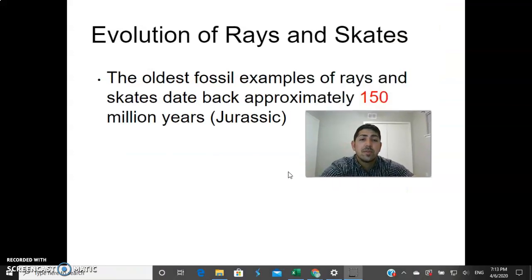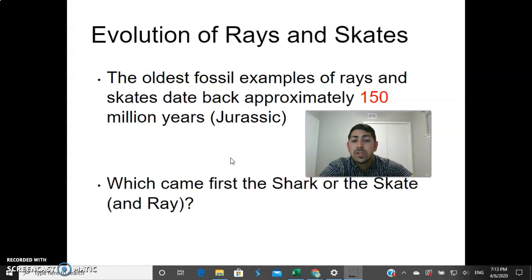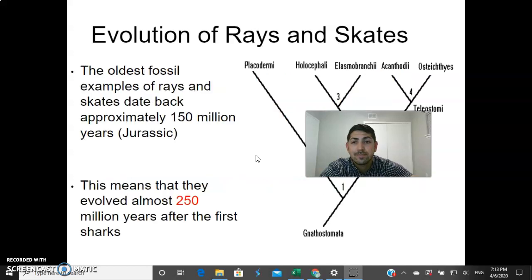So the oldest fossil examples of rays and skates date back to approximately 150 million years ago, and this is during the Jurassic. And so which came first, the shark or the skate? So let's look a little deeper into this.